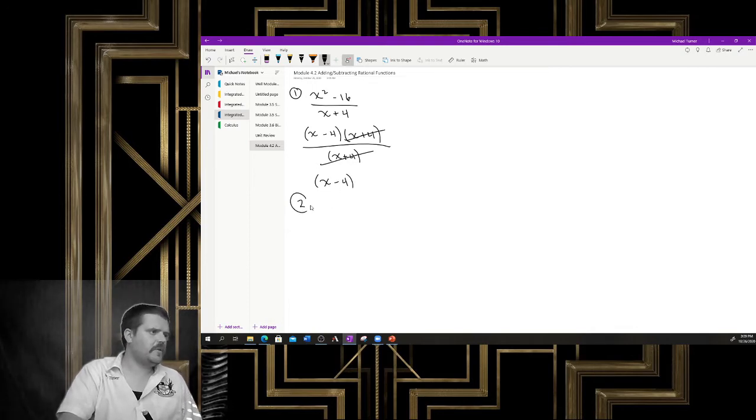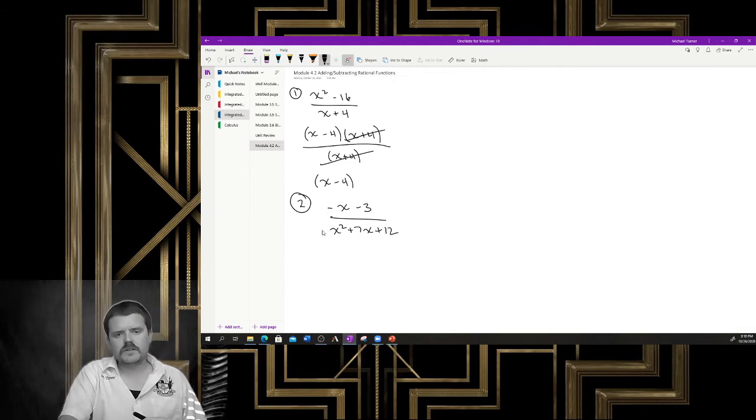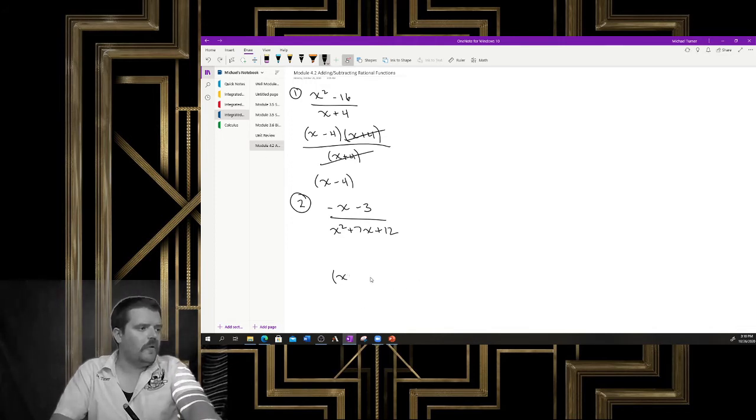It doesn't have to be a perfect square. It could be something else that could be factored out. For instance, negative x minus 3 over x squared plus 7x plus 12. So because the denominator is a quadratic function and because the a term is 1, that would lead me to believe that it's probably going to be factorable. The numbers that multiply to get 12 but add up to 7 are 4 and 3. So this is x plus 4 times x plus 3.